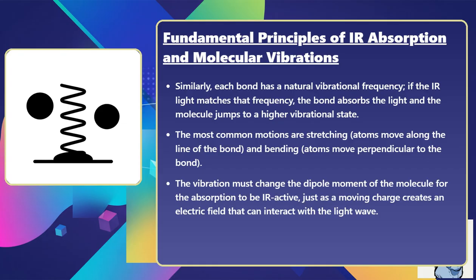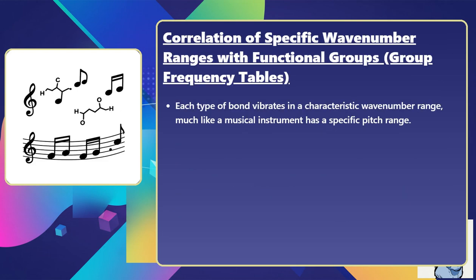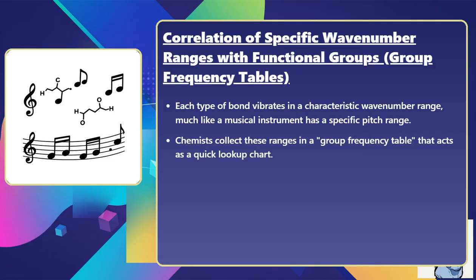The vibration must change the dipole moment of the molecule for the absorption to be IR active, just as a moving charge creates an electric field that can interact with the light wave. Each type of bond vibrates in a characteristic wave number range, much like a musical instrument has a specific pitch range. Chemists collect these ranges in a group frequency table that acts as a quick lookup chart.